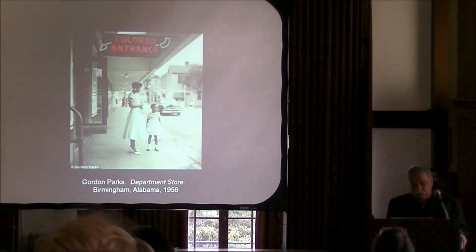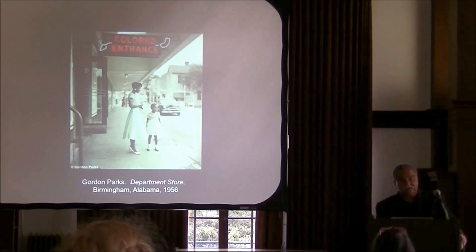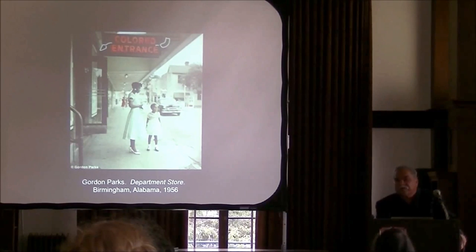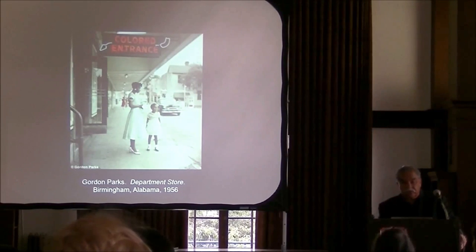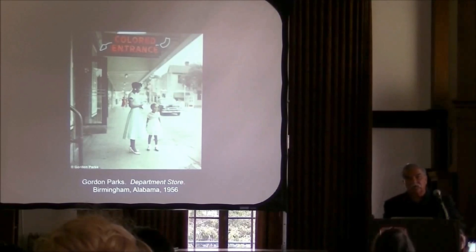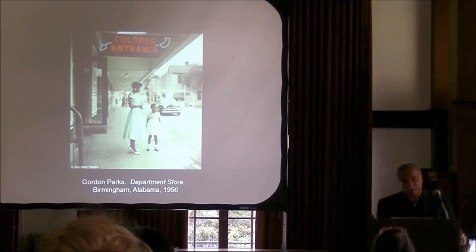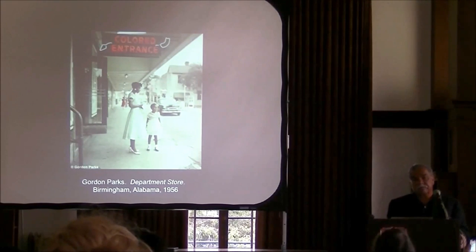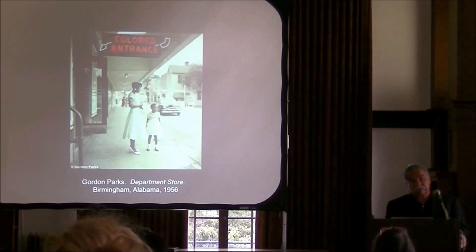Or if you're in Birmingham, Alabama, 1956, this is a famous photo, an amazing photo by Gordon Parks, called the department store. This young African-American mother with her daughter in front of the store under the sign of the colored entrance. That's everyday racism, right? That's what we're talking about in terms of everyday racism in the visual forms.